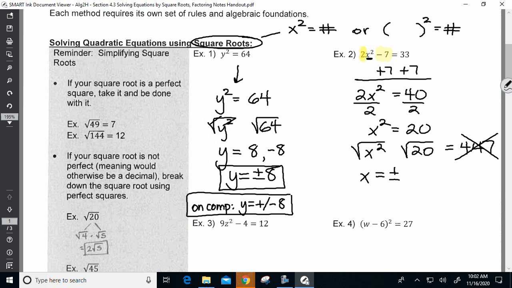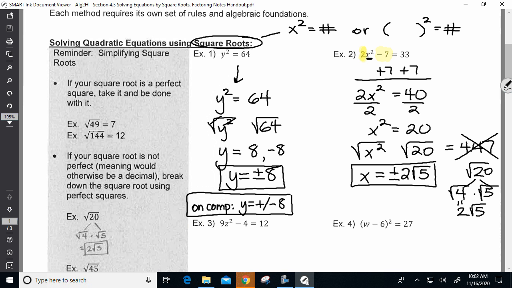So we're going to break down the square root. 20 breaks up into 4 and 5. Square root of 4 is 2. Square root of 5 you can't break down. That's your final answer. Again, if the square root is not perfect, then you need to break down the square root. Do not give the decimal answer unless you want to mark it wrong yourself.